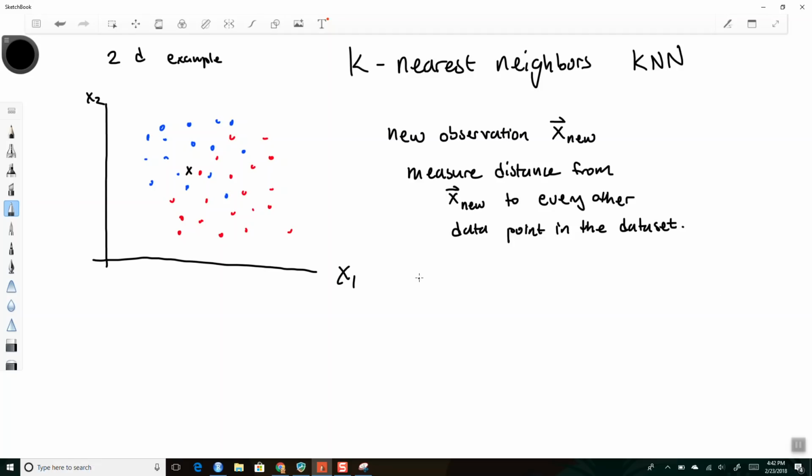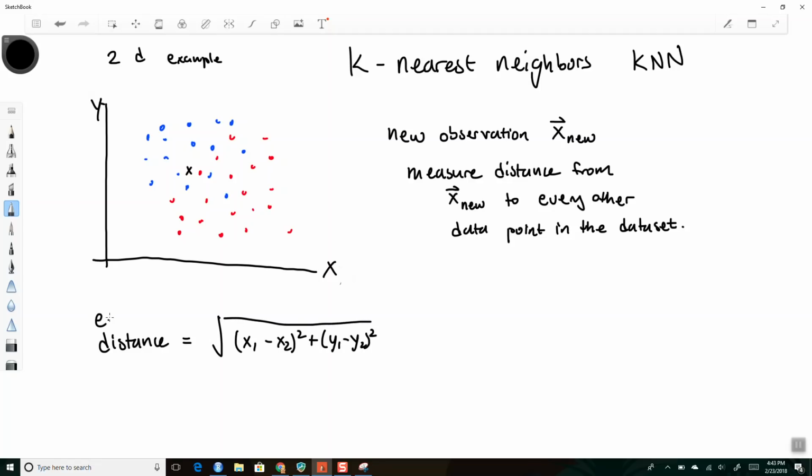Okay, distance, how do we measure distance? I don't know how to do it with X, so I'm going to change this to Y. We'll call this X and Y, just to make my life easier, all right? So we have X1 minus X2 squared plus Y1 minus Y2 squared, and then you take the square root of that, right? So this is just Euclidean distance.